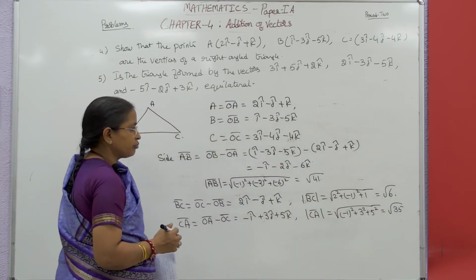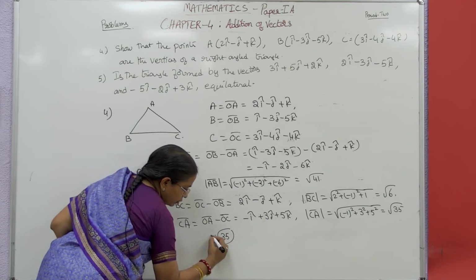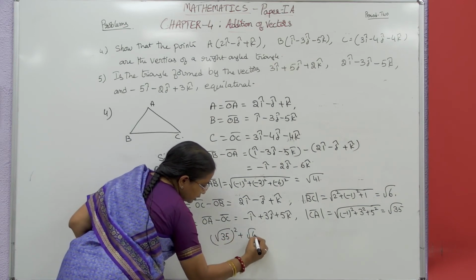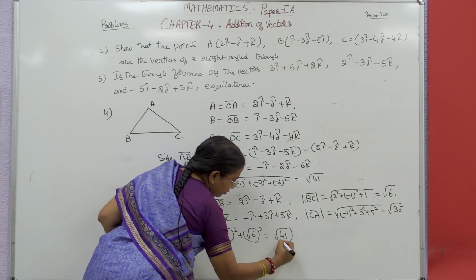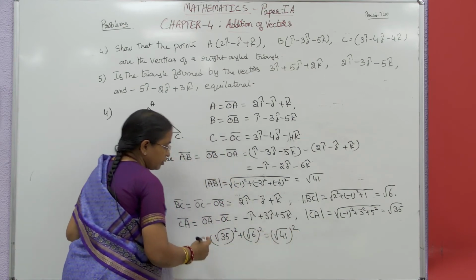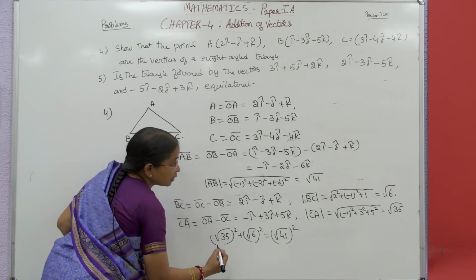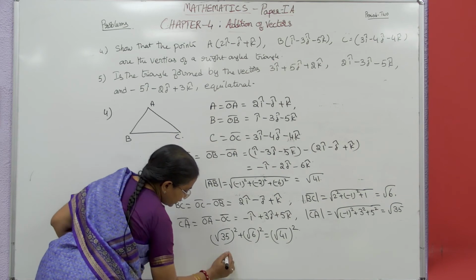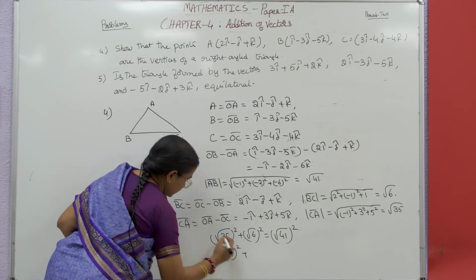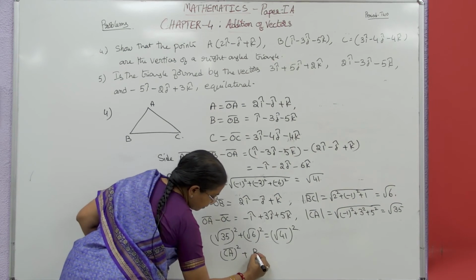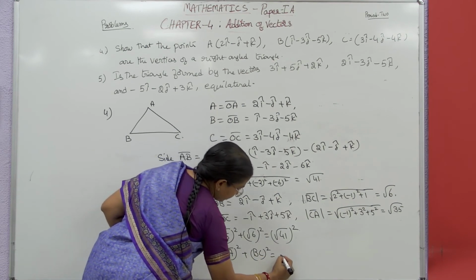Now if you see, when you square these two and add, you are getting this 35 plus 6 is 41, no? So you can understand that root 35 whole square plus root 6 whole square is equal to root 41 whole square. So you have BC square. So root 35 means CA. So CA square plus BC square is equal to AB square.